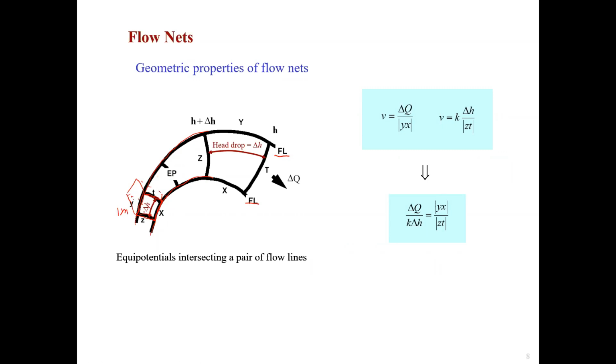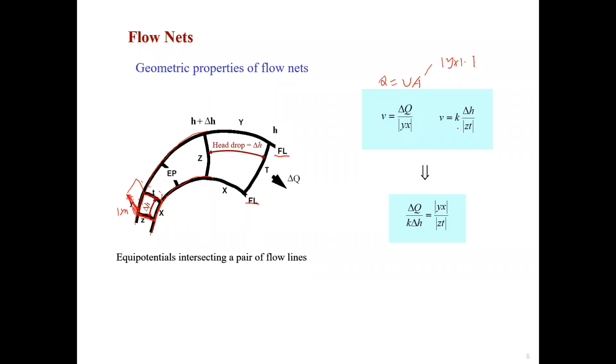Suppose that the flow per unit width is ΔQ. The velocity in the tube is given by v equal to ΔQ over absolute value of YX, because you have Q equal to vA, and A is equivalent to absolute value YX times 1, because of unit width, because you consider this cross section. That's the cross-sectional area A. That's why v equals ΔQ divided by absolute YX.